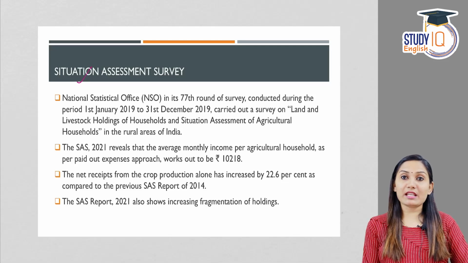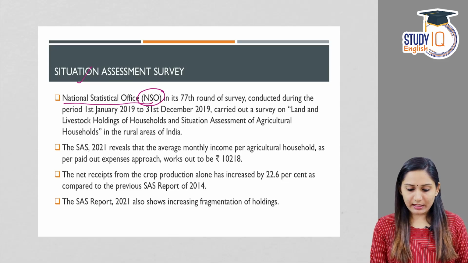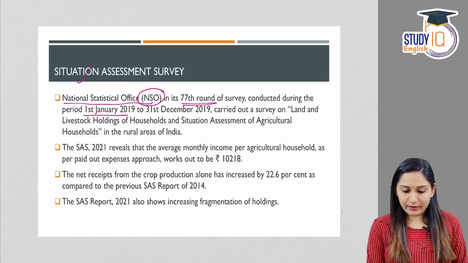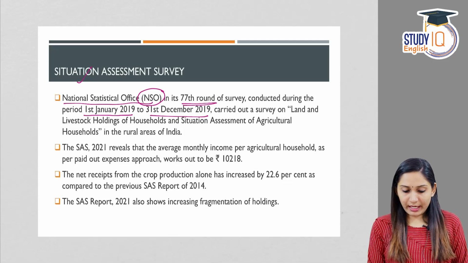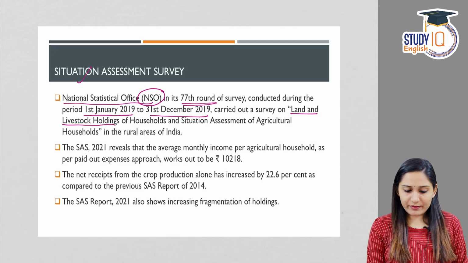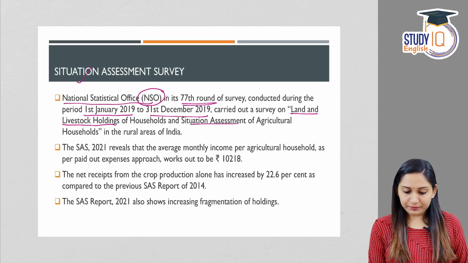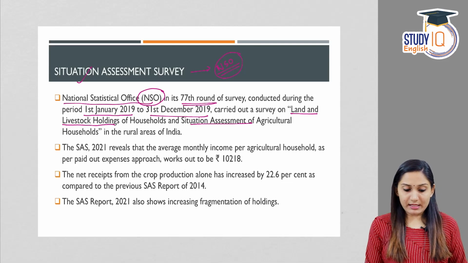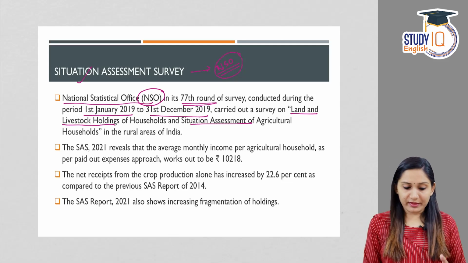Next, we are coming to Situation Assessment Survey. Now, Situation Assessment Survey, NSO, that is the National Statistical Office, in its 77th round of survey conducted during the period from 1st January 2019 to 31st January 2019, carried out a survey on land and livestock holdings of households and situation assessment of agricultural households in rural area. So the situation assessment survey was conducted by NSSO as a part of 77th round of survey, National Statistical Office. Okay, now let us come to the conclusions or what were the findings of this survey.